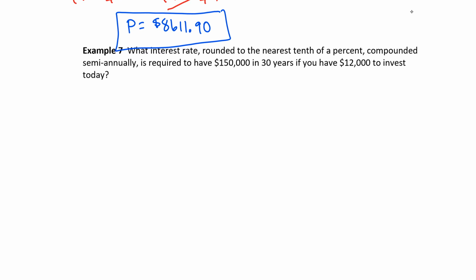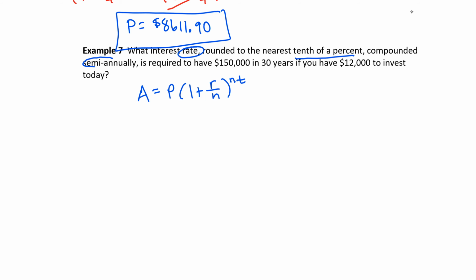What interest rate, rounded to the nearest 1/10%, compounded semi-annually, is required to have $150,000 in 30 years if you have $12,000 to invest today? Now, this is an example of a retirement account that's built on a basic compound interest investment, not an annuity. Let's see how this one turns out. So the question is, what is our interest rate? That's our unknown. So R is what we're looking for here. And we'll remember, round to the nearest 1/10%.